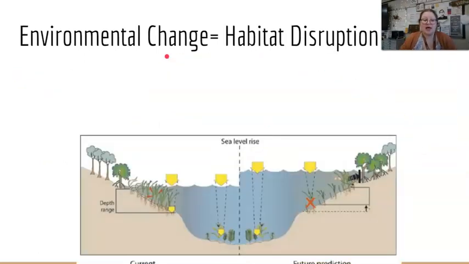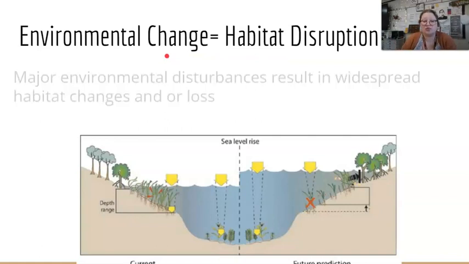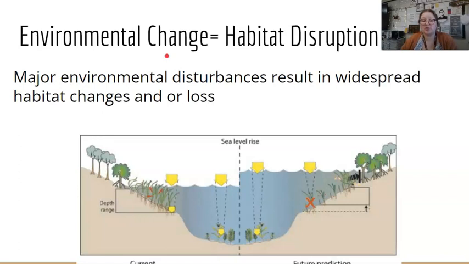So because environmental changes change the environment, that can lead to habitat disruption. Major environmental disturbances result in widespread habitat changes or loss. The example we have here is sea level rise. If this is sea level, we can also look at it as a lake, whatever body of water. So this would be current, and then future, as the sea level rises, it's going to go up.